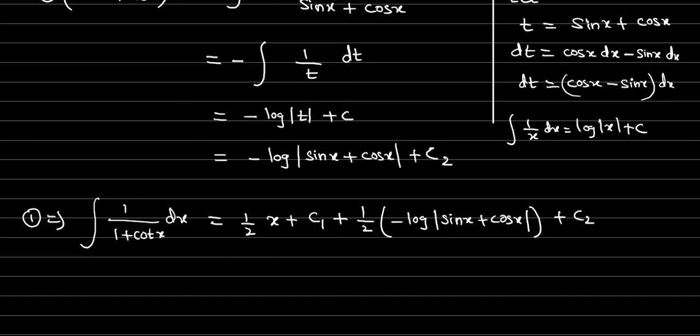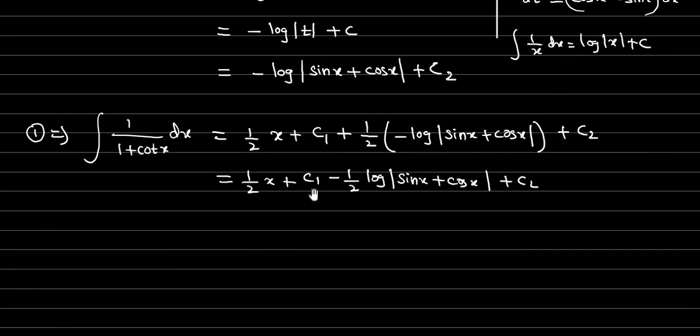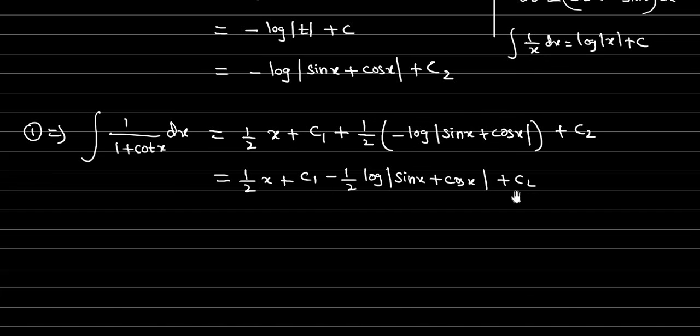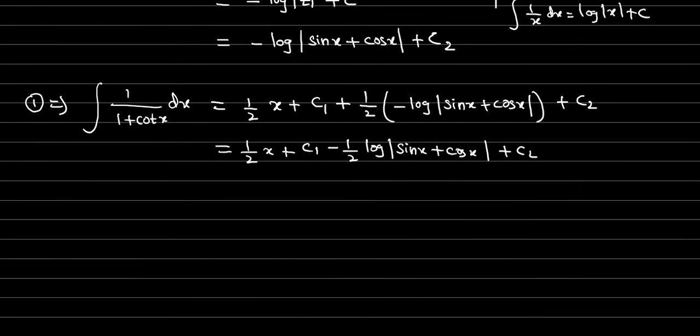This minus sign we can combine here. So 1 by 2 x plus C1 minus 1 by 2 log modulus of sin x plus cos x plus C2. Okay, C1 and C2 both are constants. When we combine both constants, again it is going to be one constant only. So 1 by 2 x minus 1 by 2 log modulus of sin x plus cos x. See, when two numbers get added, the result will be another number. That number only I am naming as C.